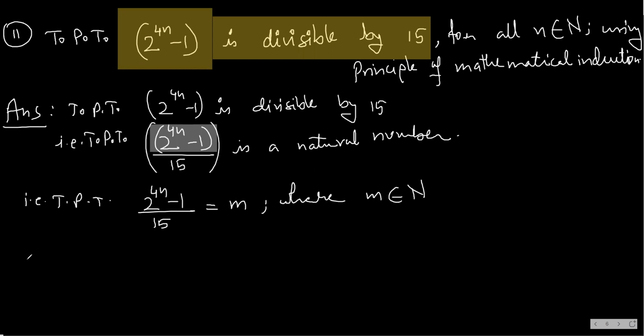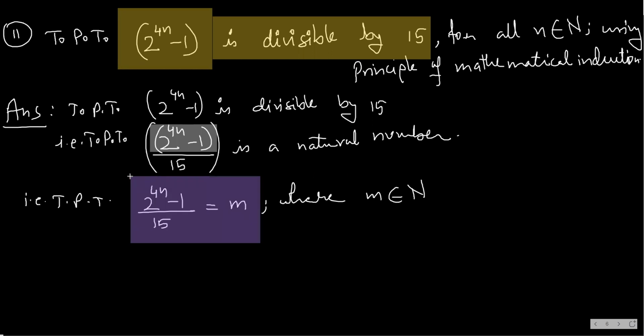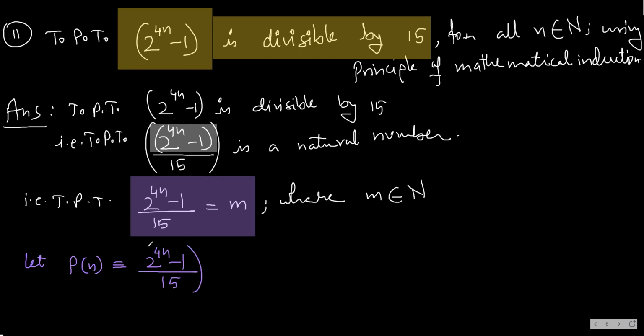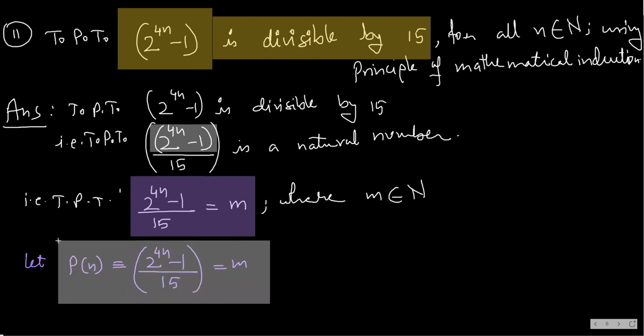So now this is my P of n. I assume this to be Pn. So I write, let Pn be 2 raised to 4n minus 1 upon 15 equals m. So this is my Pn and the solution begins from here. So what is the first step? Now you will begin with your first step. The first step, as usual, you will prove that P of n is true for n equals 1. So I will begin with my first step.